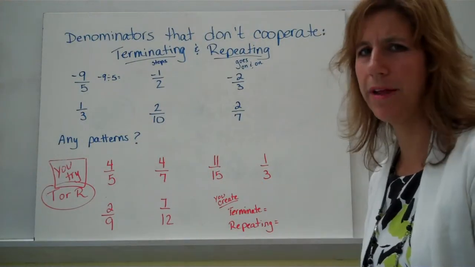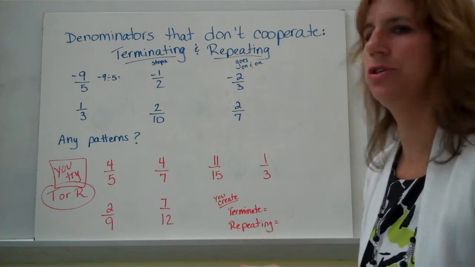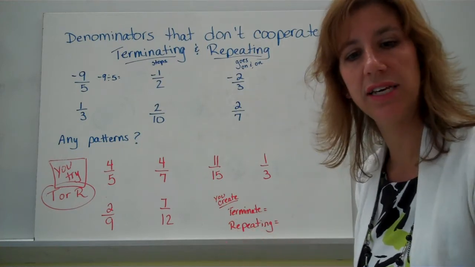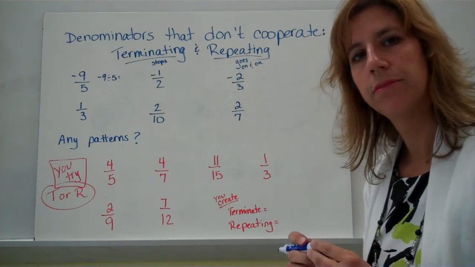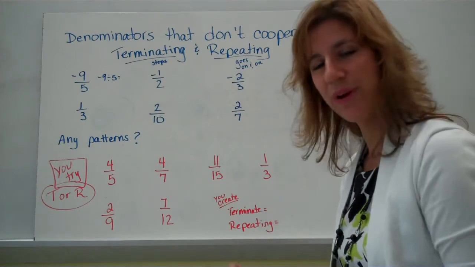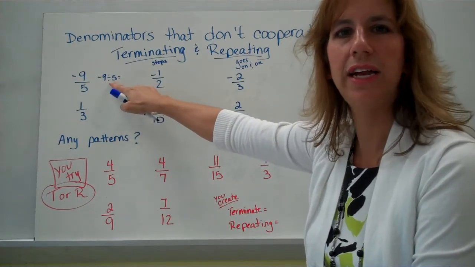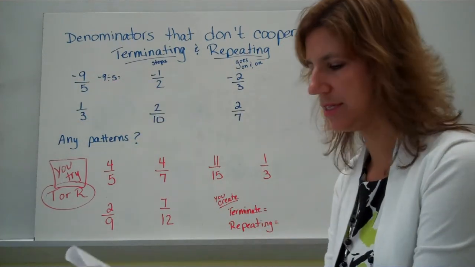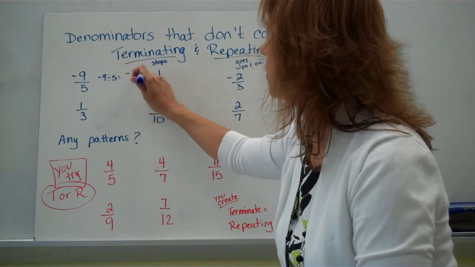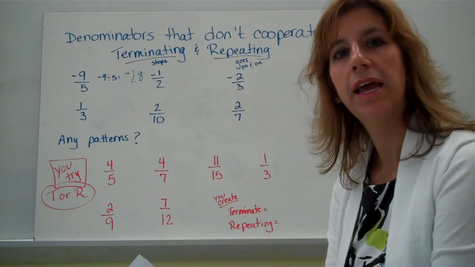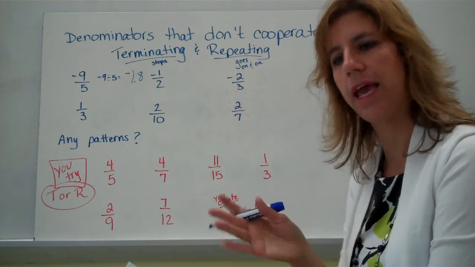One that doesn't cooperate because it doesn't go into 10, 100, or 1,000. The other method you could use is division, because a fraction really is a division problem. So here's where you want to grab your calculator. You got it? All right, all we need is the division button. You're going to type in negative 9 divided by 5, and look and see what decimal you get. Did you get negative 1.8? It's a terminating decimal. It's a decimal that stops. It has a definite end.